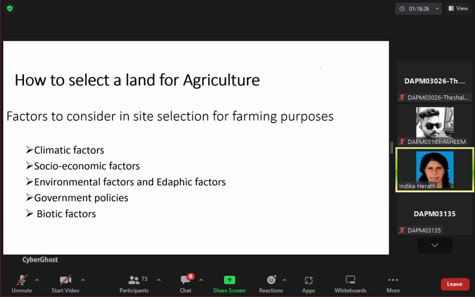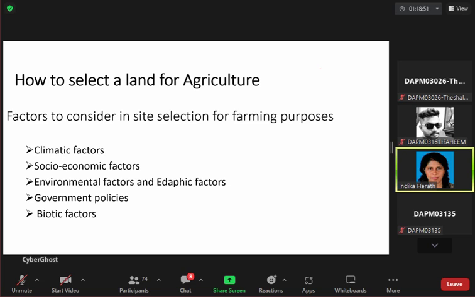agriculture is very sensitive to climate. For example, if we don't get enough rainfall over a period of time, then there will be an issue, right? Plants will die without water. So if there is not enough rainfall, then we will be in trouble.